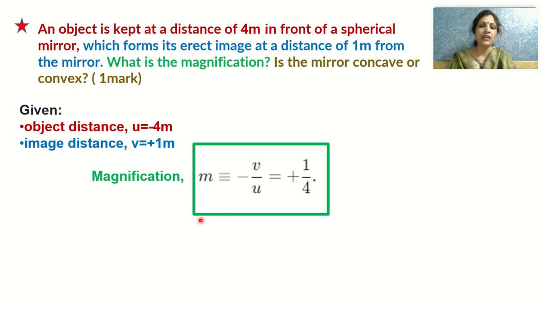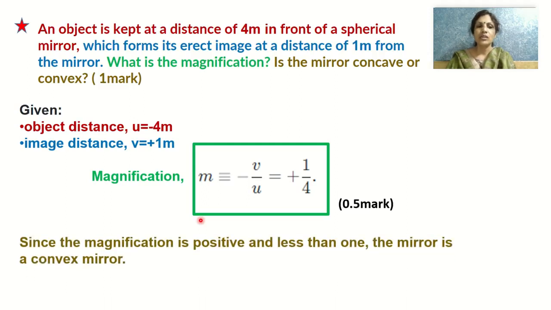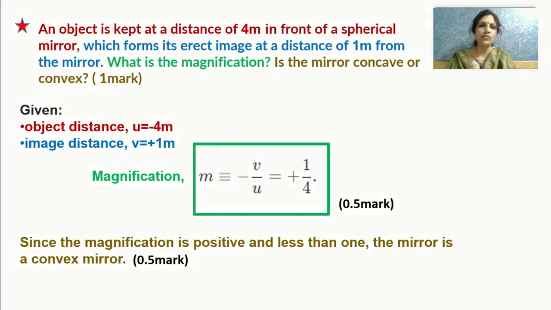And when the magnification is positive, what type of mirror is that? The mirror is a convex mirror. So this is how 1 mark is distributed. You are given half mark to find the magnification and half mark to write the type of the mirror. Okay, let's go to the next sum.